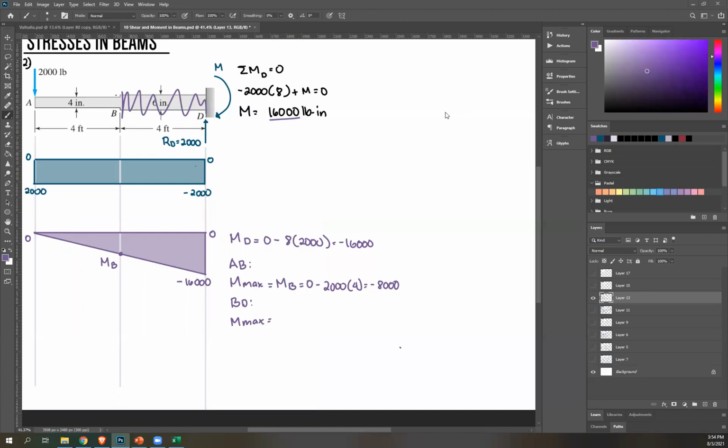Where are you getting these forces? Where are you getting your answers, guys? Okay.